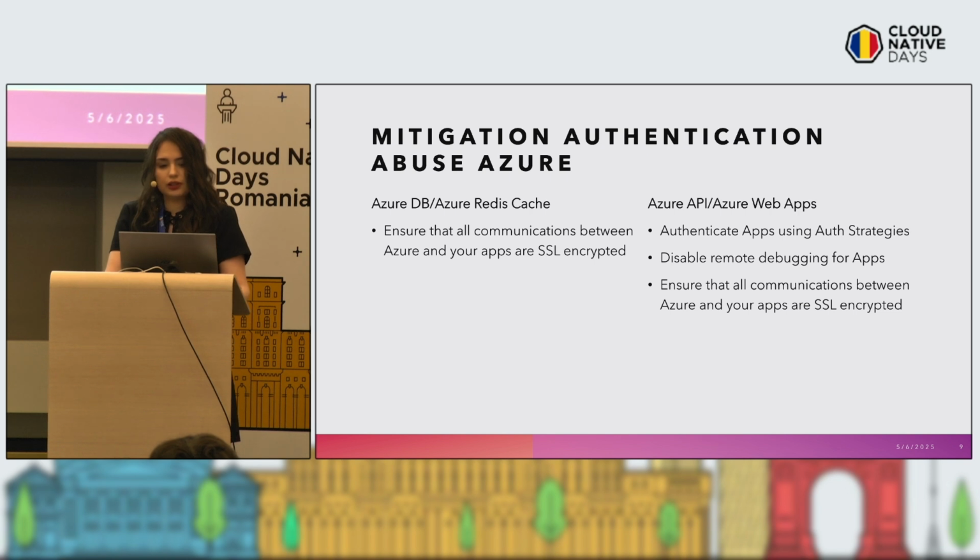Specifically in Azure, Azure DB, Azure Redis Cache, Azure API, or web apps, all of them should have communication between Azure and the web app SSL encrypted. For the web app, we need to add a certificate for each custom domain. This is what we did for each store. And for the database, encrypt SSL needs to be true to enforce SSL usage in the connection string.